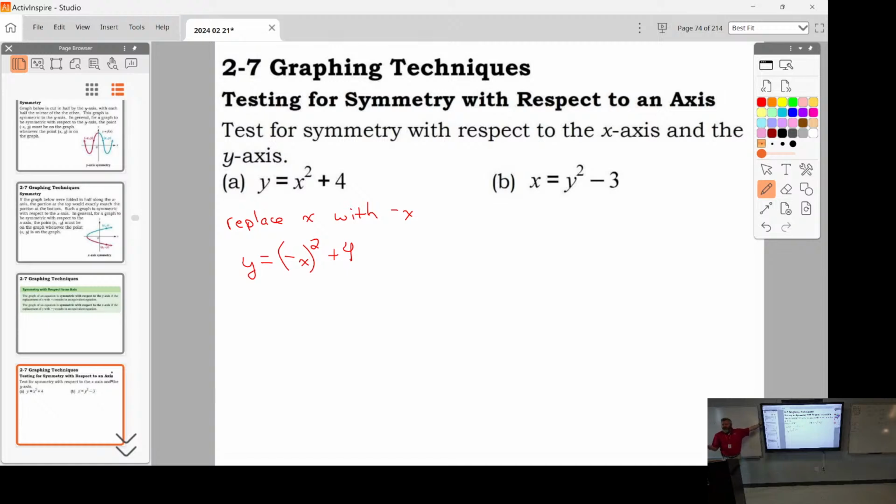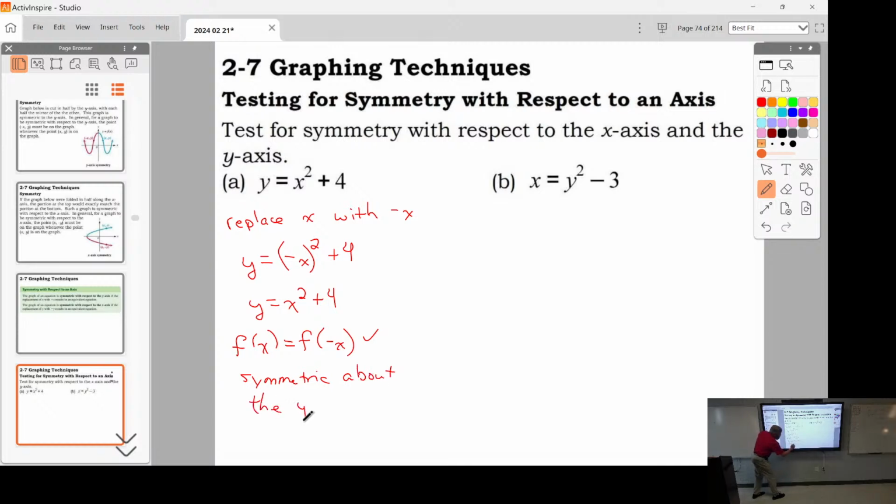What's the answer to negative x times negative x? Negative x times negative x. Because a negative times a negative is a positive. So this is equal to y equals x squared plus 4. Right? So this is a very simple problem. I plugged in negative x and I simplified it. How does what I simplified compare to the original? They're the same. So because f of x equals f of negative x, that's what just happened. This is a true statement. This is symmetric about the y-axis.